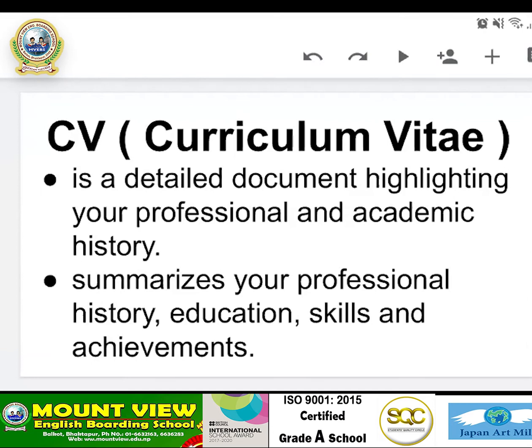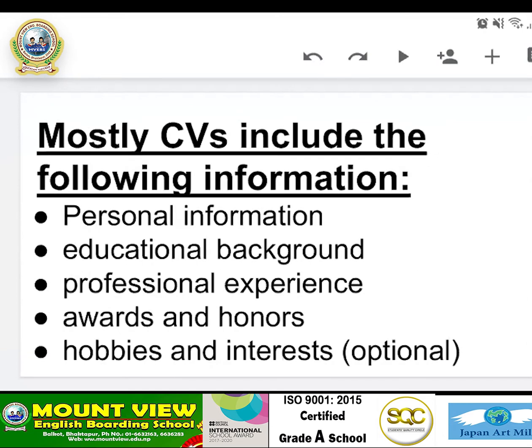So mostly what things are included in the CV? At first, the important thing is your personal information. Personal information means not too personal, but there should be the contact information. That means at first your name, then your date of birth, then your contact number, your email address.